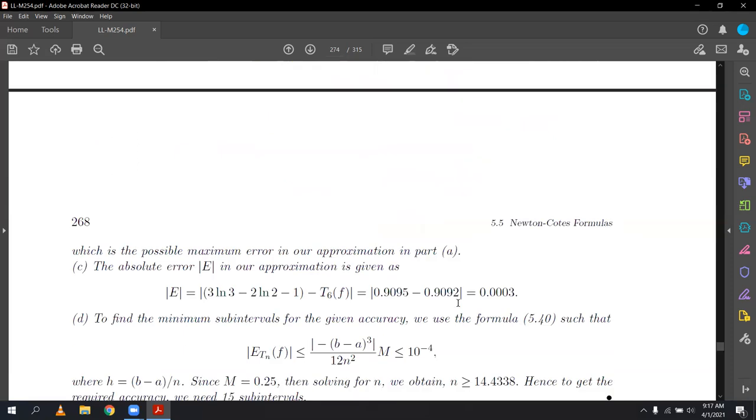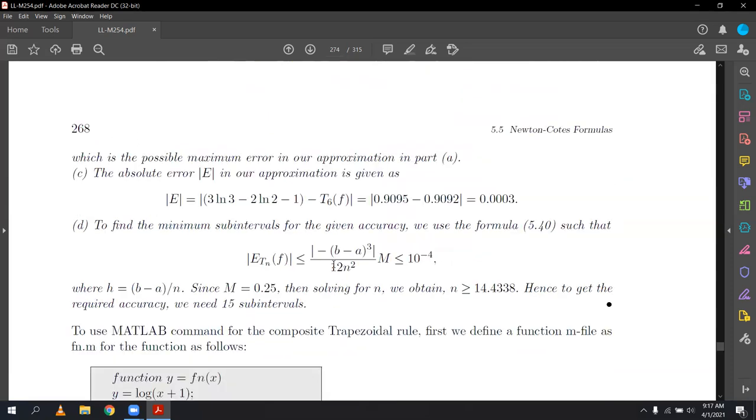And then the second thing, you use the error formula, this one, and you simplify. You already know M, only you calculate n, and n when you calculate it is 14.4338. This means your interval is 15 intervals. If in the exam the teacher asks you to find the number of points, the number of points is 16 as we have here. Same example like the previous example.